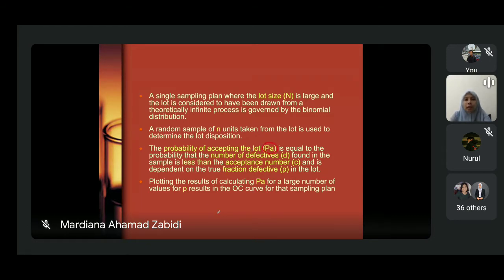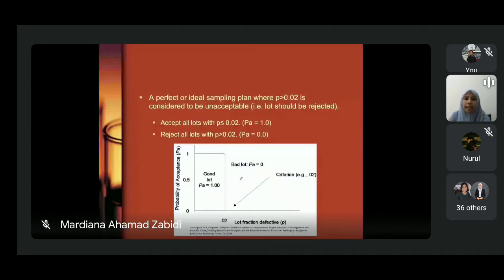Okay, so the probability of accepting the lot, whereby it is denoted as PA ni, okay, probability of accepting the lot is equal to the probability that the number of defectives found in the sample is less than the acceptance number, and is dependent on the true fraction defective in the lot. So by plotting the result, we can get the OC curve like we have in the following slides.